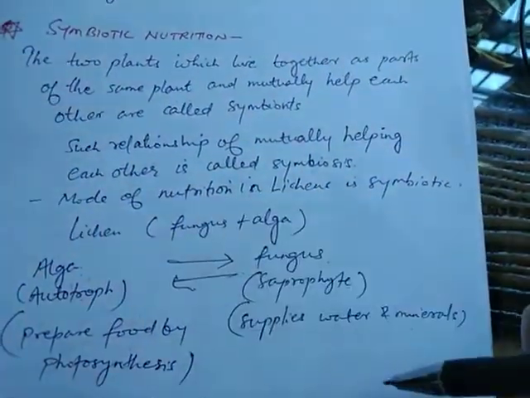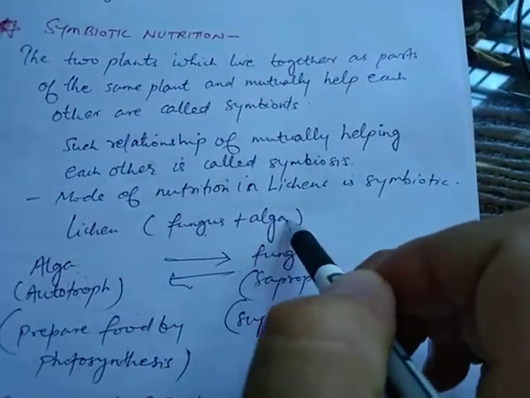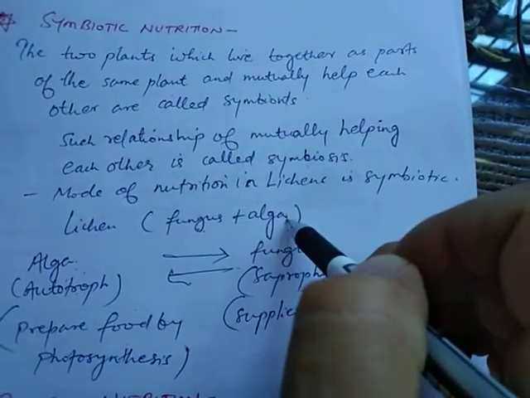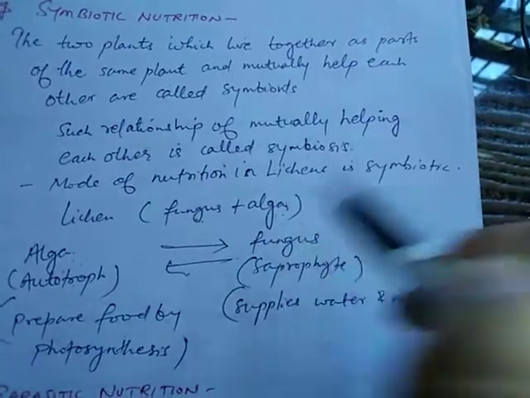So the best example is lichen. Lichen is made up of two parts, that is fungus and alga. Fungus gives water and minerals. Alga, as it is green, contains chlorophyll. It helps in preparation of food, and they both then share.